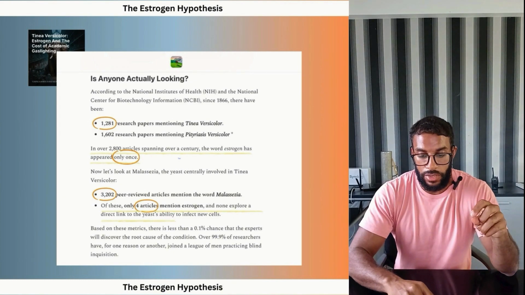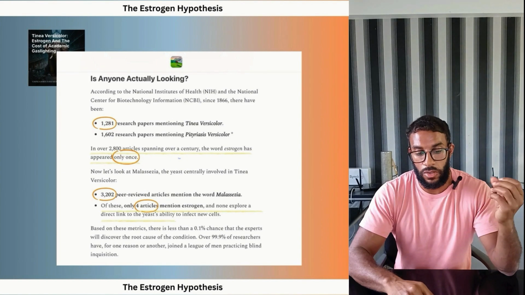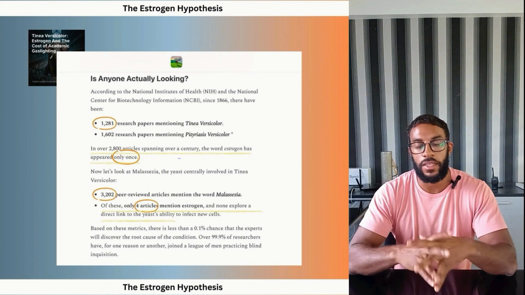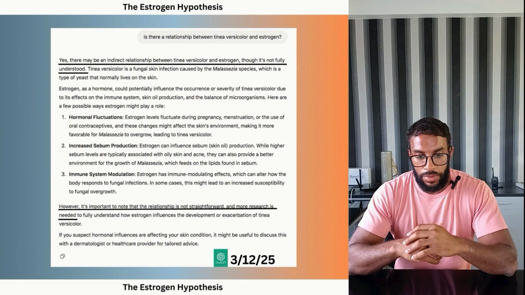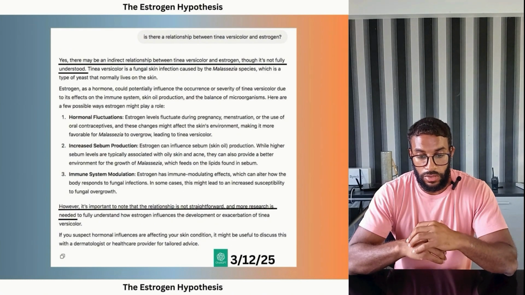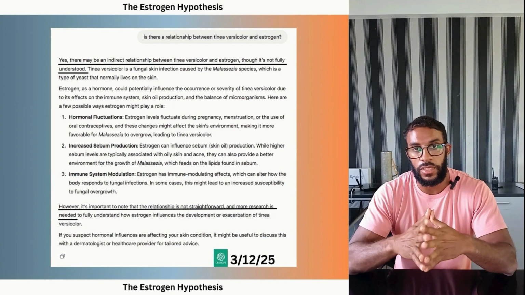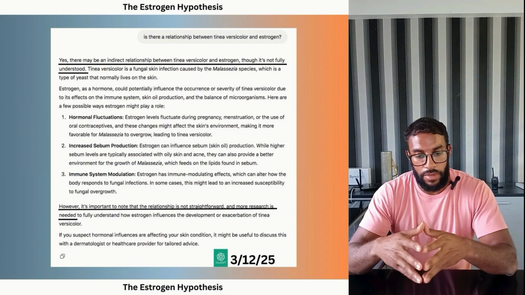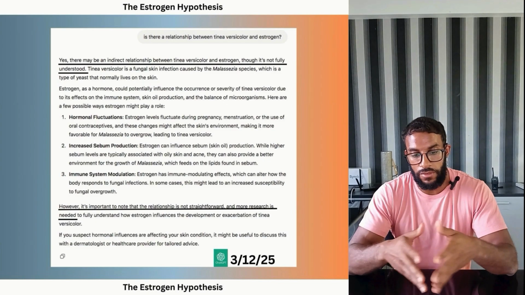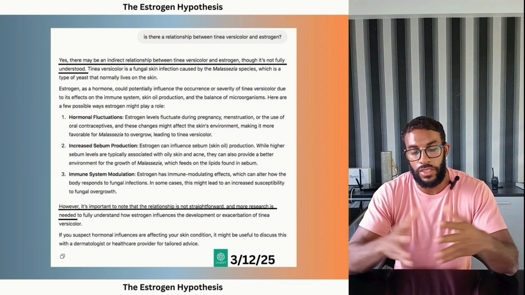Estrogen, we know, occurs in both sexes. It is a hormone that is found in the skin. There should be a hypothesis made. So what's going on here? I asked ChatGPT on March 12, 2025, was there a relationship between Tinea Versicolor and estrogen? And it responded, yes, there may be an indirect relationship between Tinea Versicolor and estrogen, though it's not fully understood.